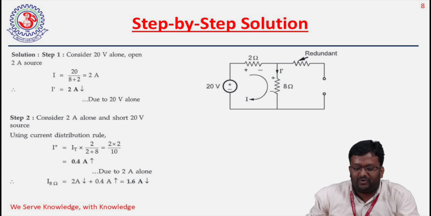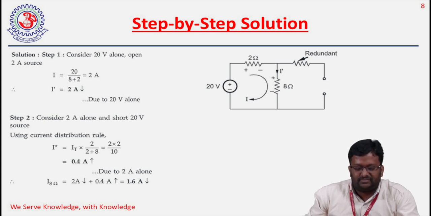So now only two resistors are present in the circuit, 2 ohms and 8 ohms. They form the circuit with the 20 volt active source. Now we need to find the total current that will be delivered from that 20 volt voltage source by using this formula.